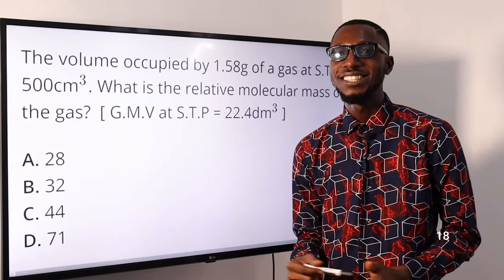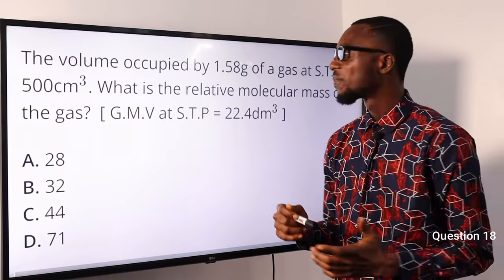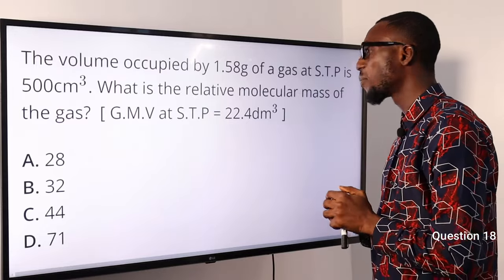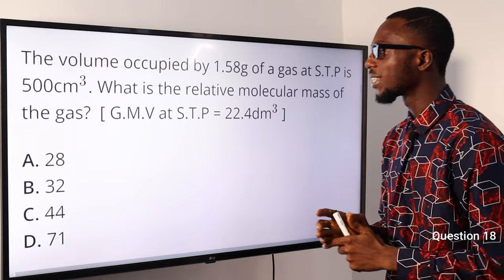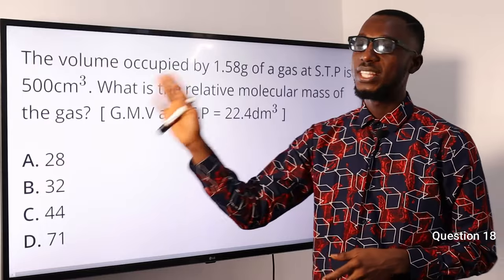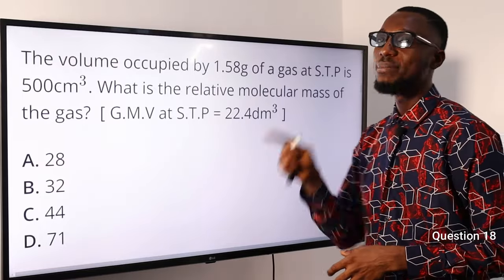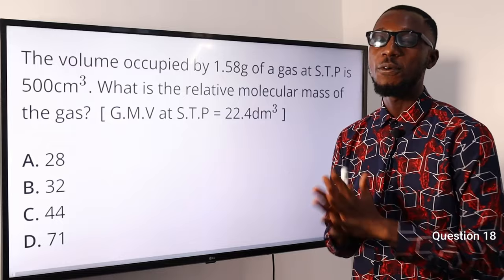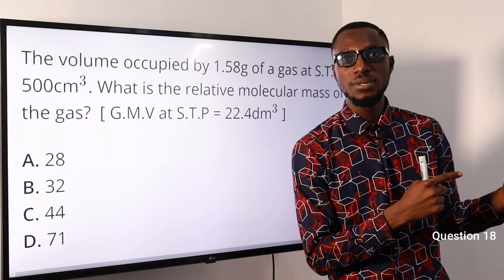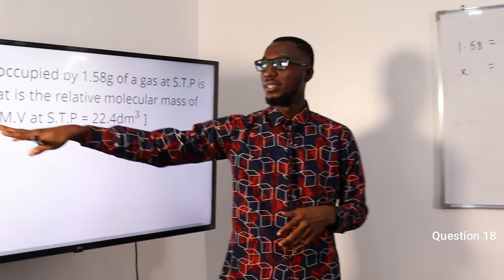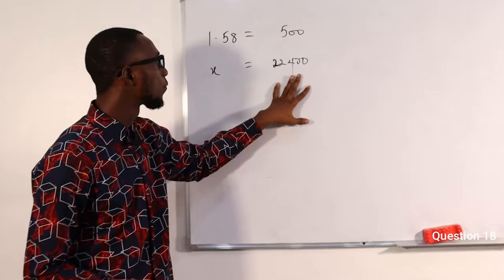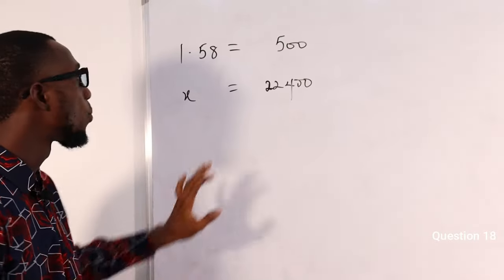Question 18. The volume occupied by 1.58 gram of a gas at STP is 500 cm cube. What is the relative molecular mass of that particular gas? We know at STP we have 22.4 dm cube. Converting the dm cube to cm cube, you are going to have 22.4 times 1000, and that gives you 22,400 cm cube. So let's go to the board. We are going to see that 500 cm cube of this particular gas weighs 1.58. Therefore, 22,400 cm cube will weigh what? So that is what we are looking for.